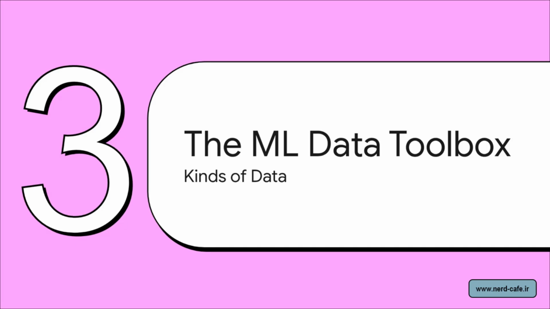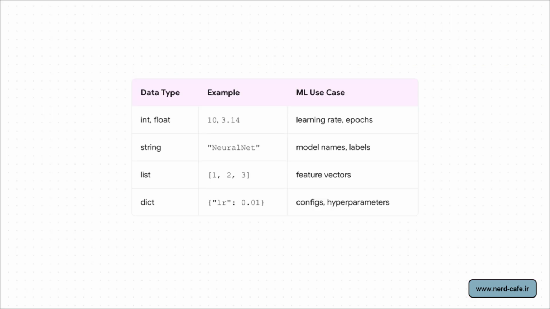Okay, so we have our boxes. Now let's look at the different kinds of stuff you can store in these boxes. Think of this as your personal toolbox for any machine learning task. See, each data type is like a specific tool for a specific job. You've got numbers, like integers and floats, and those are perfect for things like learning rates. Then you have strings for text, maybe for your model names. Lists are perfect for holding your actual feature data. That's the raw information you're going to feed into your model. And dictionaries are fantastic for storing all your model's settings, what we call hyperparameters, all neatly in one place.